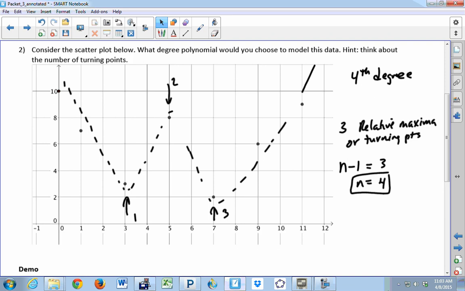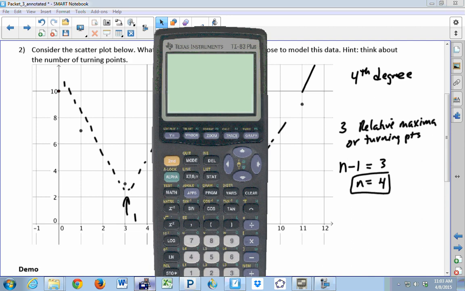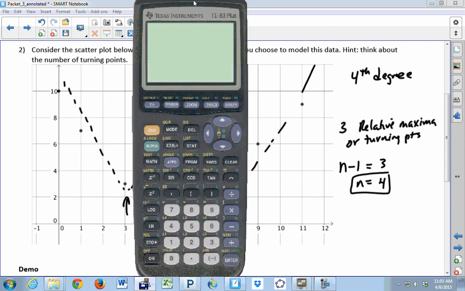So if we're looking at our graphing calculators and we're trying to do a regression, remember, we go to stat, we go to calc. A fourth degree is called quad. No, not quad, because quad is second degree.